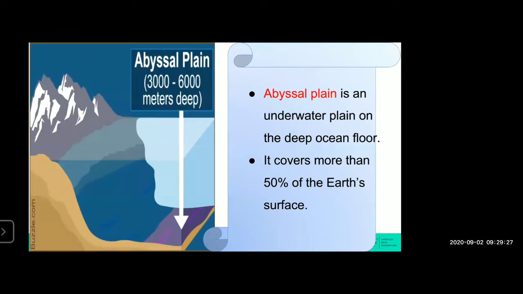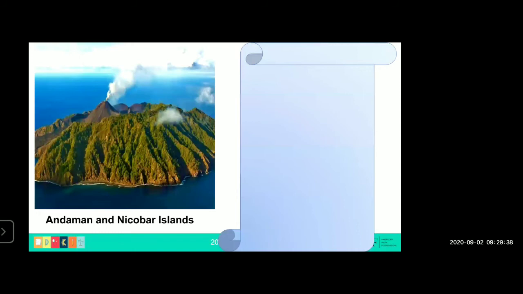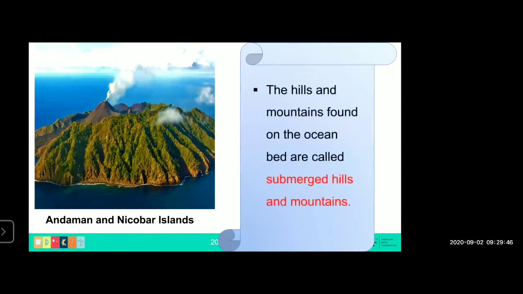So you might have understood about the abyssal plain. We have learned about the continental slope, continental shelf and abyssal plains. Now we'll move to the next portion. Can you see the Andaman and Nicobar Islands? Let's understand what is in this slide. These are the hills and mountains found on the ocean bed, and they are called submerged hills and mountains.